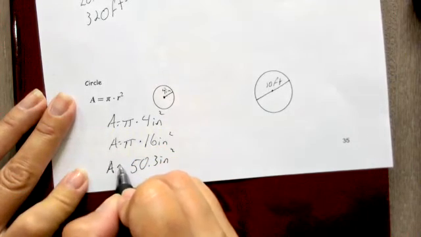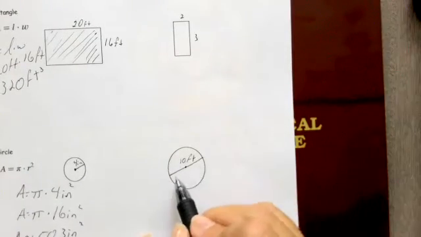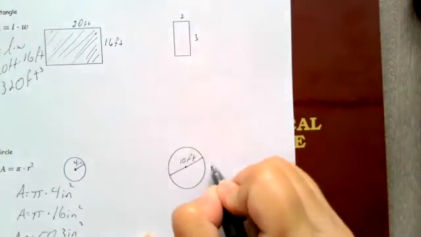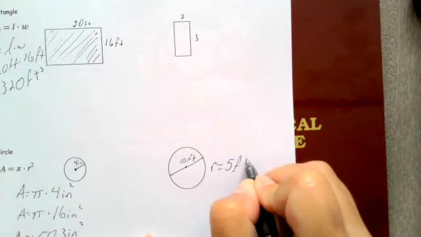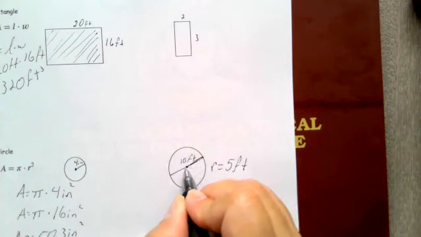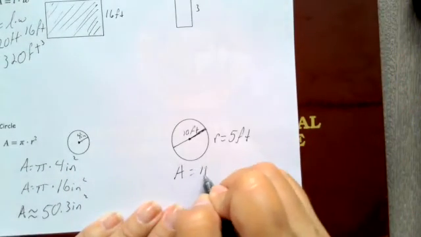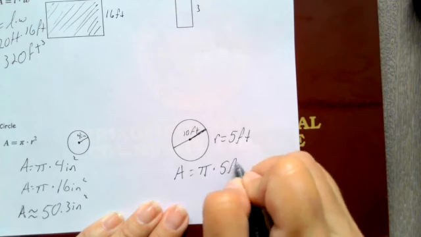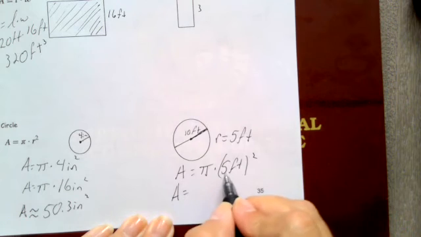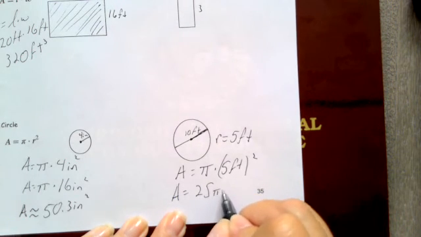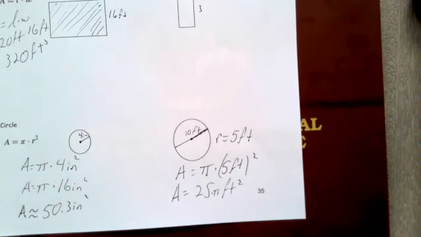And I'm going to write approximately, because we rounded. Now here, the diameter is 10 feet. So my radius is half of that. It's only one arm of the clock, not the whole thing. So the area equals pi times 5 feet squared. So let's just leave the symbol for this one. 5 times 5 is 25 pi feet squared. So I'm leaving pi in there in the formula.